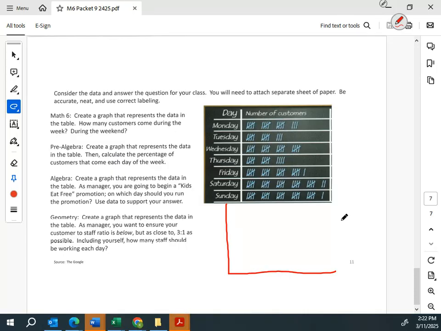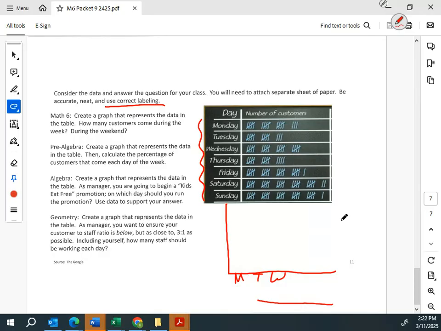We are making a graph. We do need to use correct labeling. So we're going to want to label on the x-axis down below. You're going to want to put your Monday, your Tuesday, your Wednesday. What are those? Those are days of the week. So you want to put that label down below.